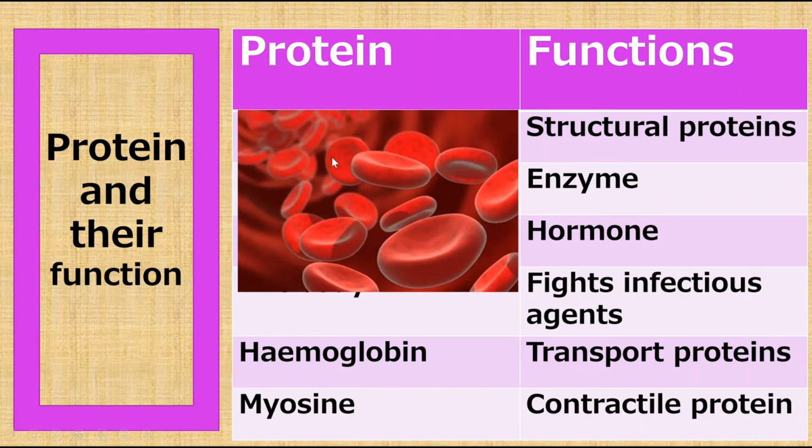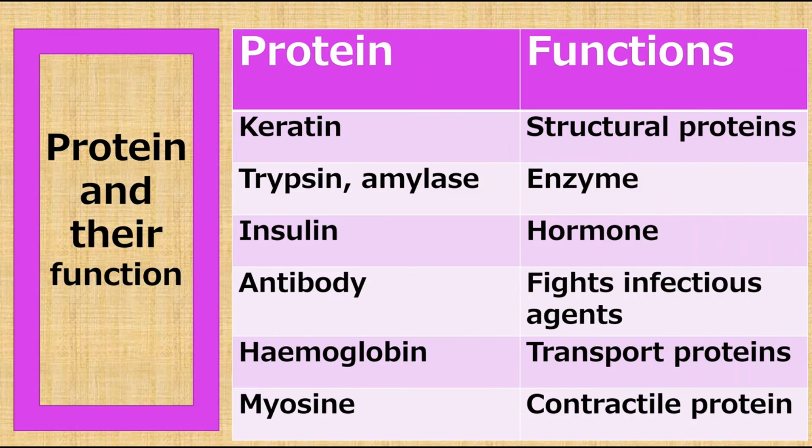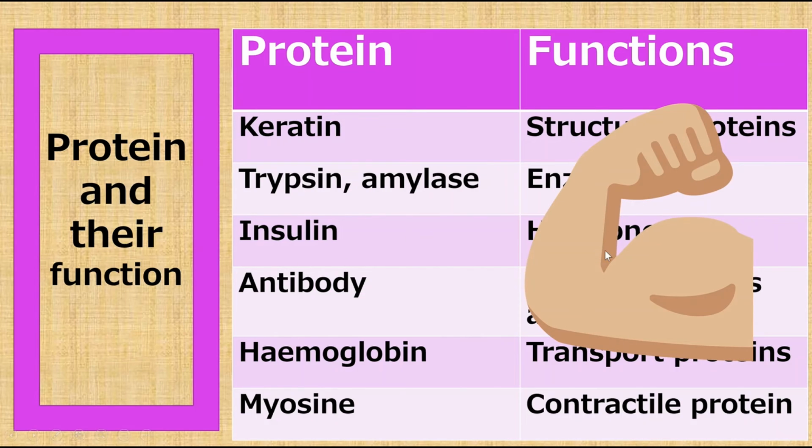And this one is a very important function. Like you can guess, it is hemoglobin, and it acts as a transport protein. And you know already that hemoglobin plays an important part in transporting oxygen to various parts of the body from the lungs. Similarly, the myosin you can see, which is present in muscle cells, is a contractile protein.